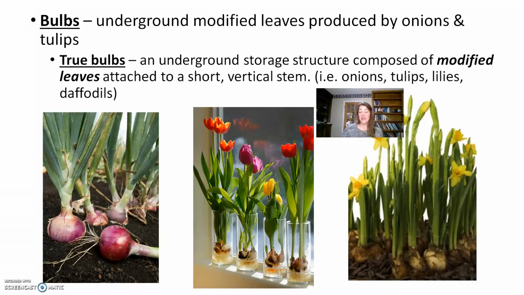So they're underground storage, and they're composed of what we call modified leaves, attached to this little vertical stem. So tulips, lilies, all these, you have this bulb, which is just the leaf, and they have these tiny little roots underneath. You can kind of see right here in the onion. And then the stem is just kind of in the very base. So you have this leaf that can be planted, essentially.